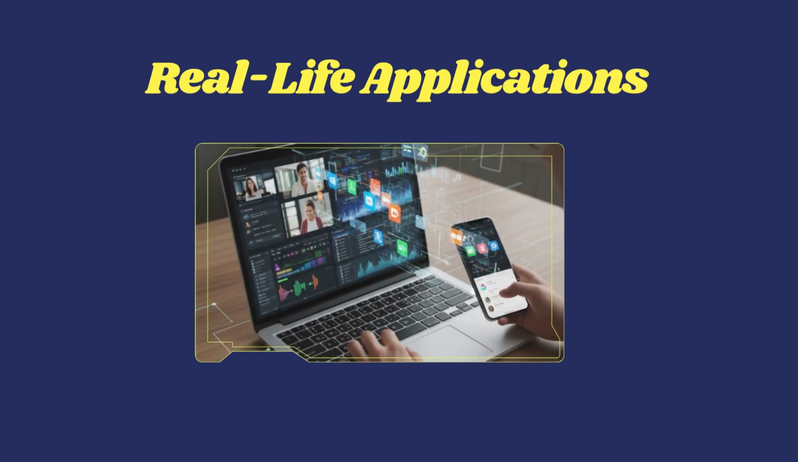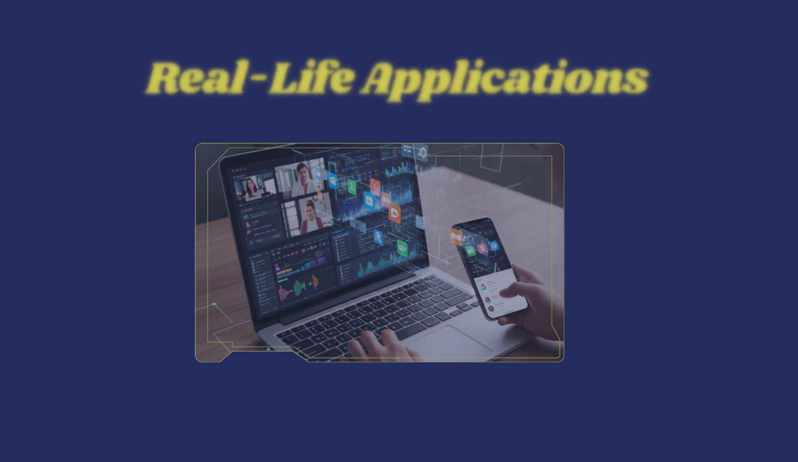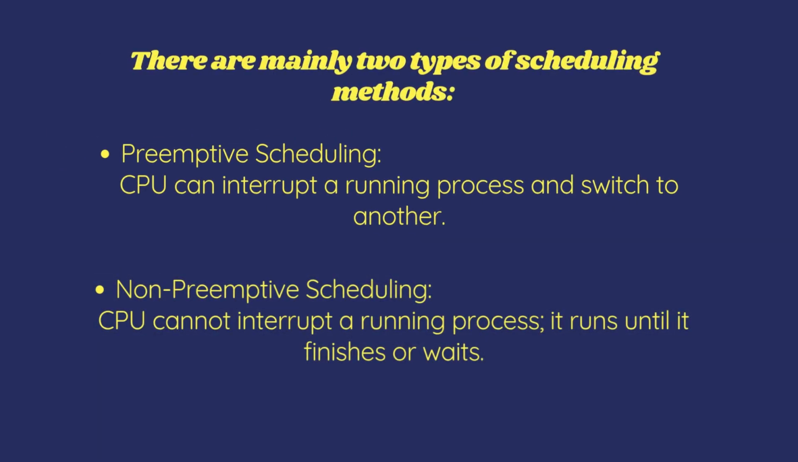Also, we have a real-life application. CPU scheduling isn't just a theory. It happens on your phone, laptop, or any multitasking computer. It decides how apps like your browser, music player, and games share CPU time smoothly. And let's talk about the types of CPU scheduling: preemptive scheduling and non-preemptive scheduling.